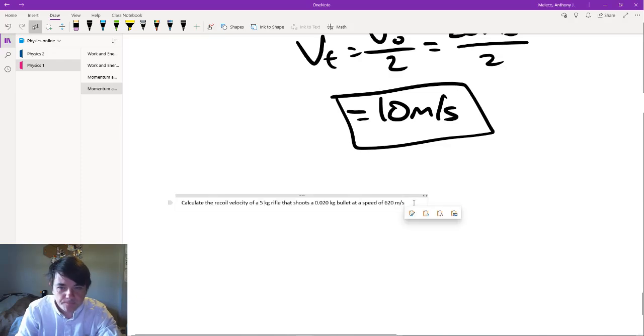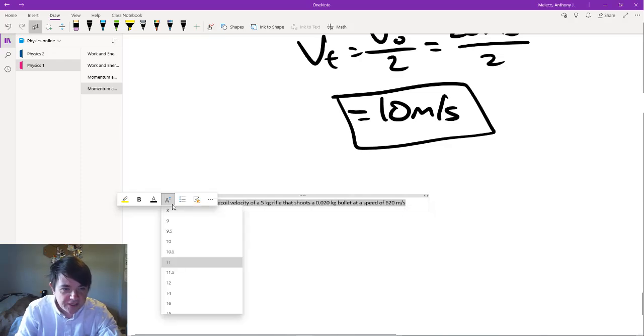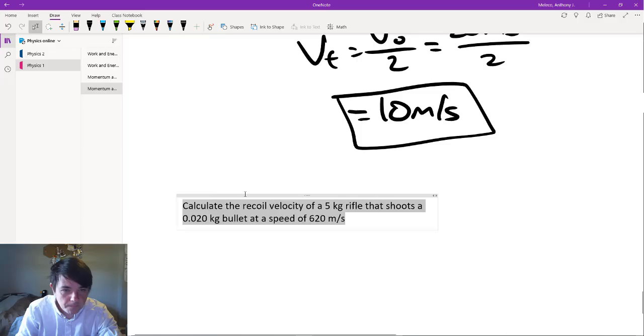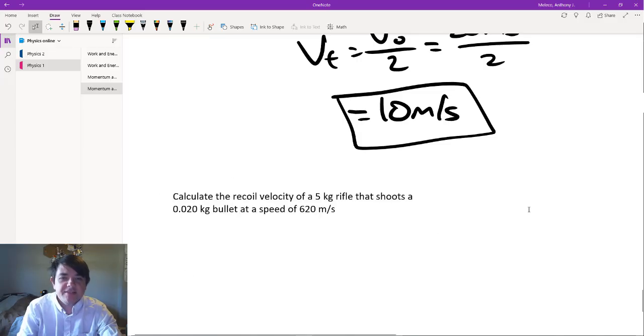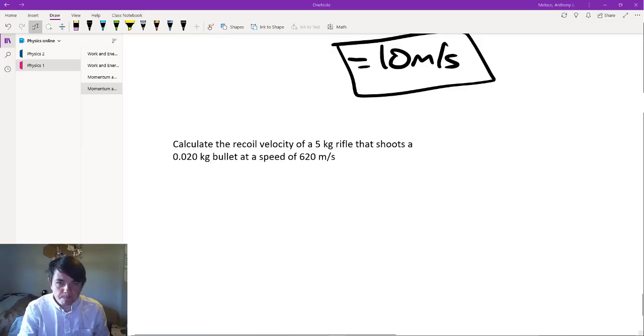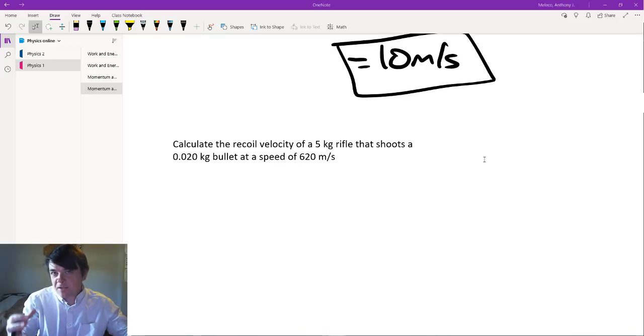Okay, next up, we've got this problem. We want to calculate the recoil velocity of a 5 kilogram rifle that shoots a 0.02 kilogram bullet at a speed of 620 meters per second. I don't know if you've ever shot a gun or done any type of ballistic stuff like that, but if you're shooting something, even like a cannon, it will recoil.